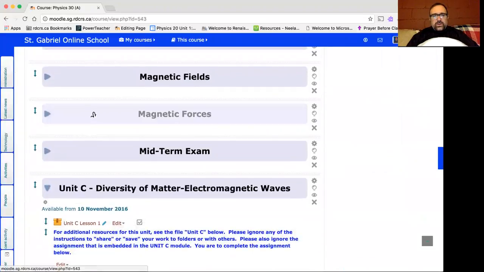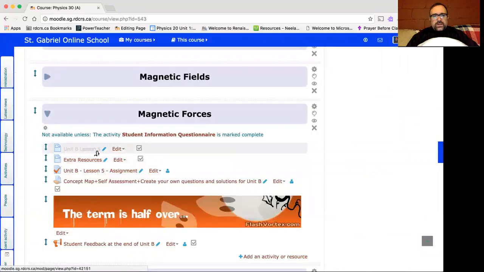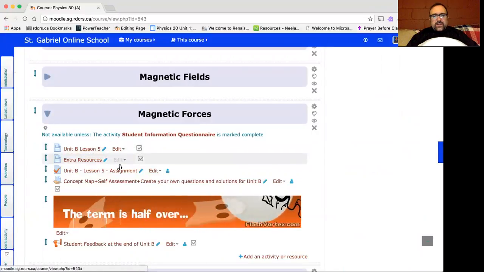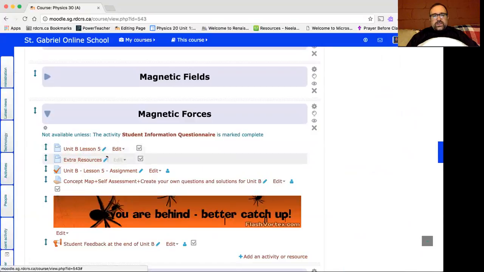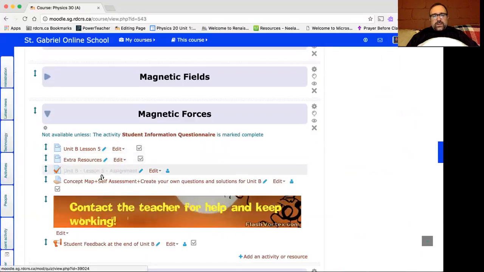So even the previous magnetic forces, you always had a lesson. And then I've even put extra resources. You will still have extra resources available for you. Then there's an assessment, of course.